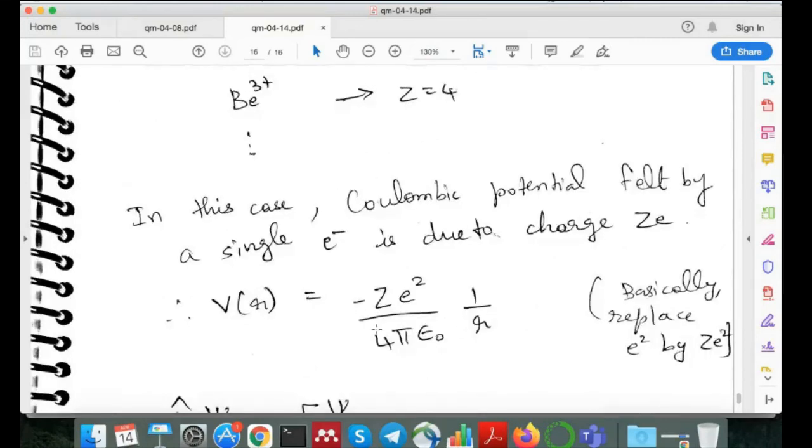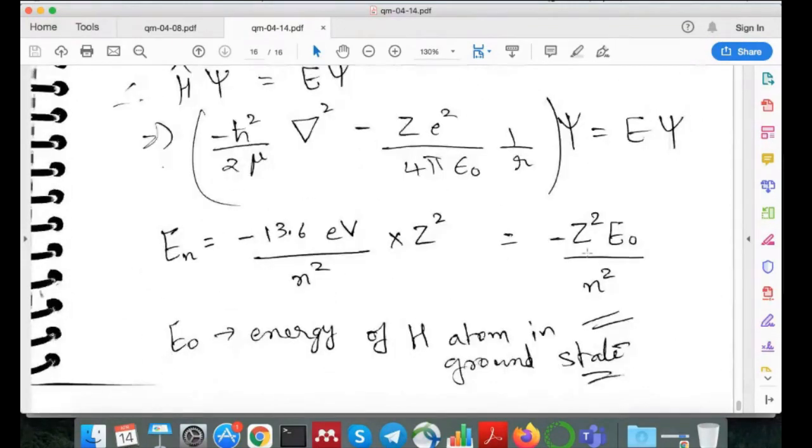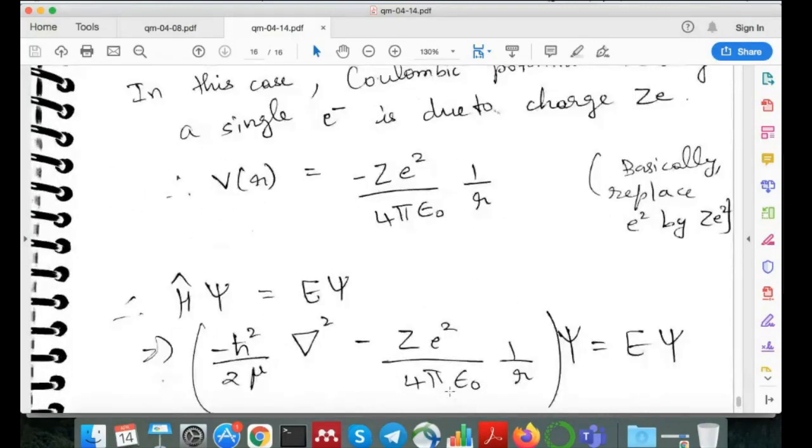So in the Coulombic potential, you will have an extra factor Z here. Okay, so this is the Coulombic potential, and then everything else remains the same. And so if you solve for energy, finally you will get minus Z square into 13.6 electron volt by n square. Okay, so this is the energy of the hydrogen-like atoms. Everything else remains the same.